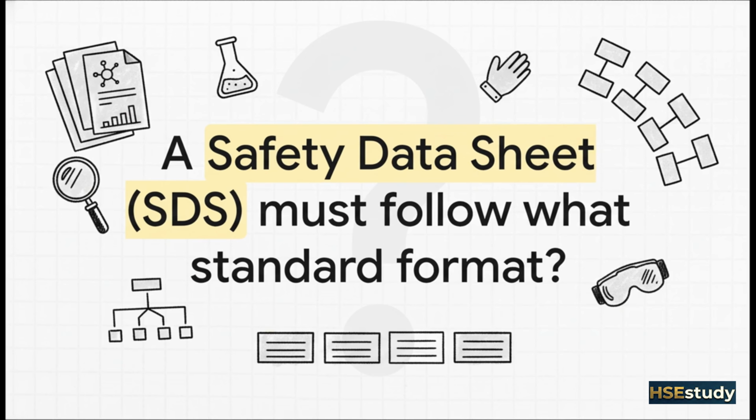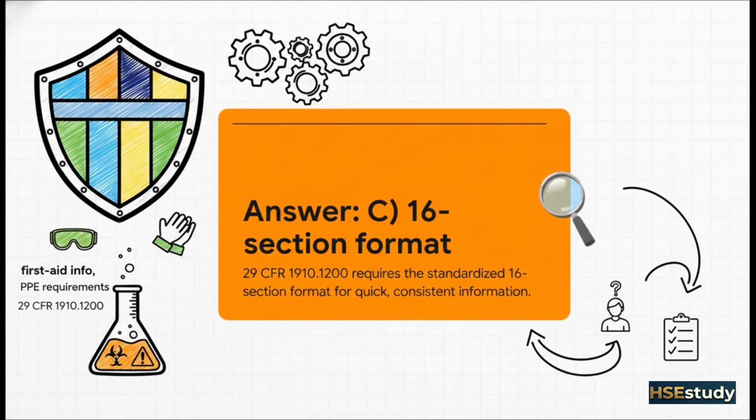Question 7, let's talk hazard communication. You grab a safety data sheet, an SDS. OSHA actually requires a very specific uniform format. So how many sections must it have? Is it A, 8, B, 12, C, 16, or D, is there no set format at all? 5 seconds to decide. And the correct answer is C, 16 sections.